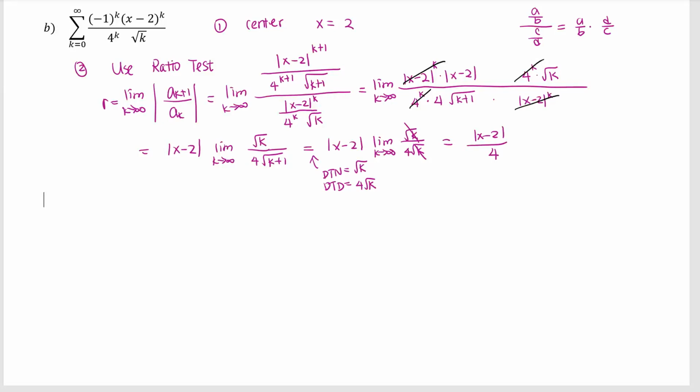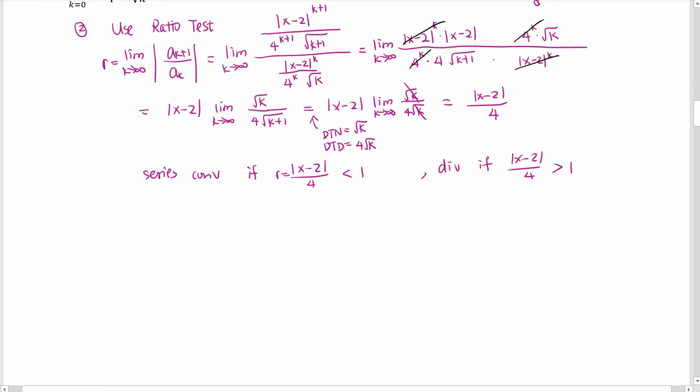So we know by the ratio test, the series converges if our ratio is less than 1, and it diverges if the ratio is greater than 1. Keep that in mind. So let's find the points where it converges. So this must be less than 1. Let's multiply by 4 on both sides.